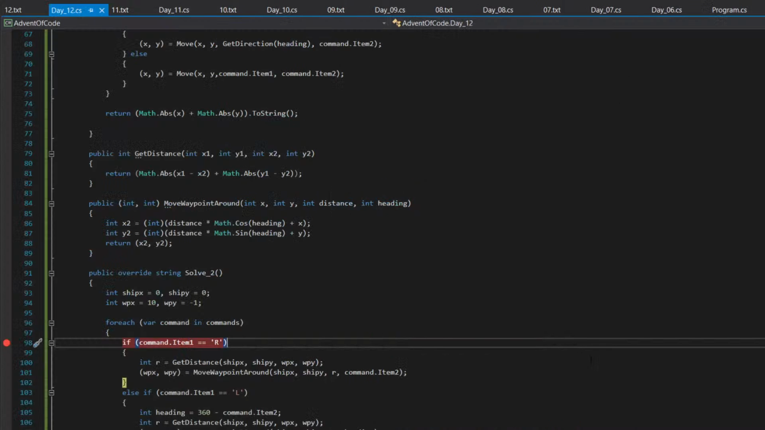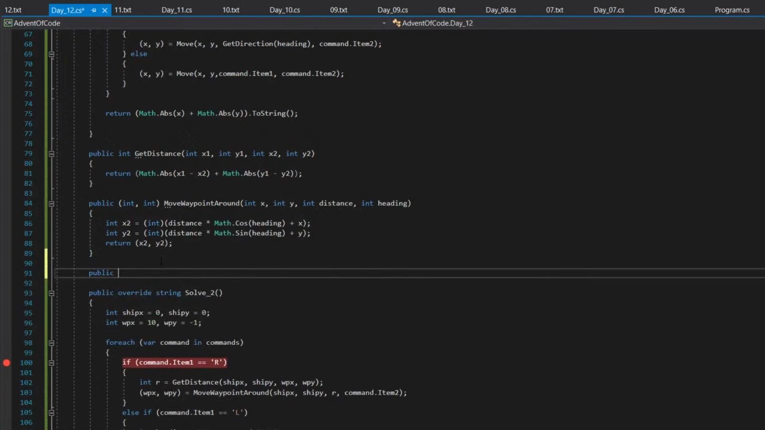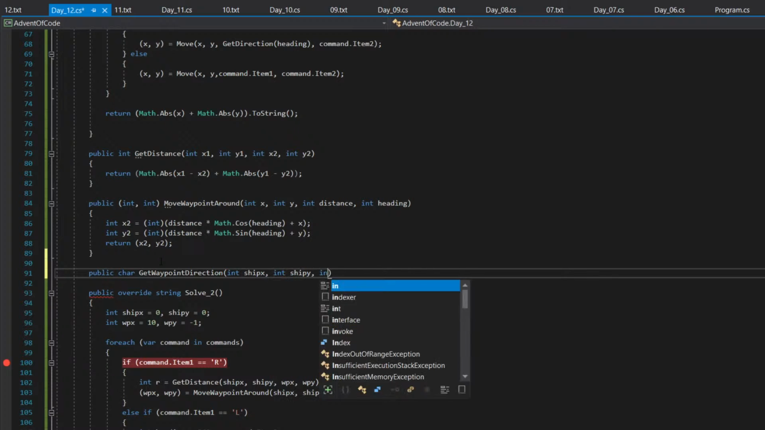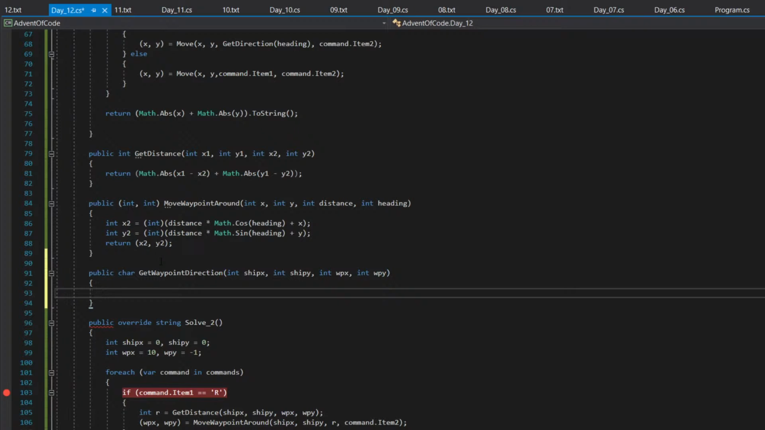Okay, so super weird. Forward is moving in the direction of the waypoint. So I guess we can do another function here. Get waypoint's direction and ship, let's call it ship X, ship Y and waypoint X, waypoint Y.